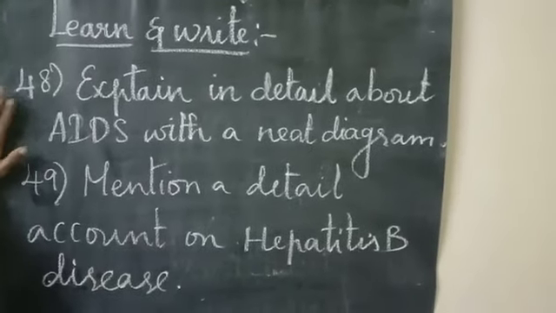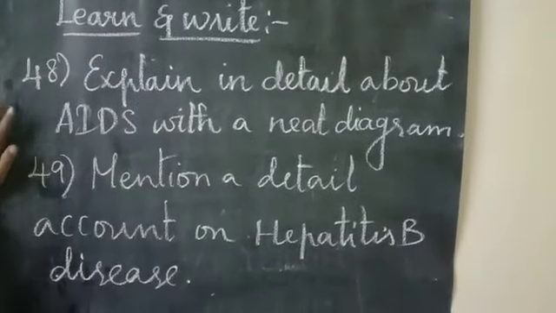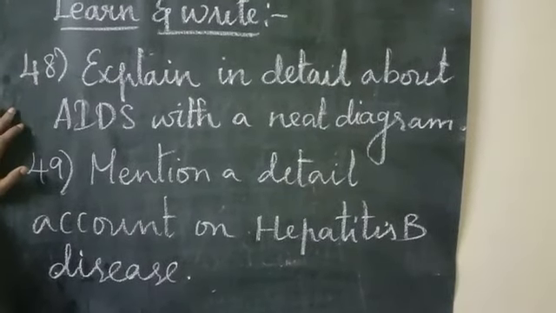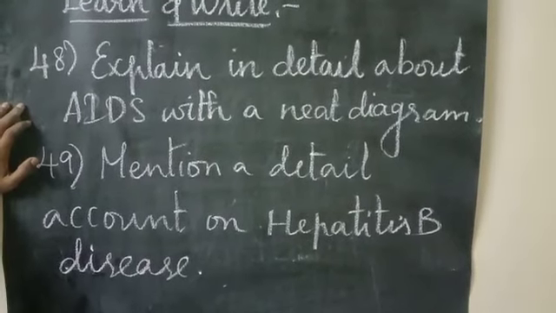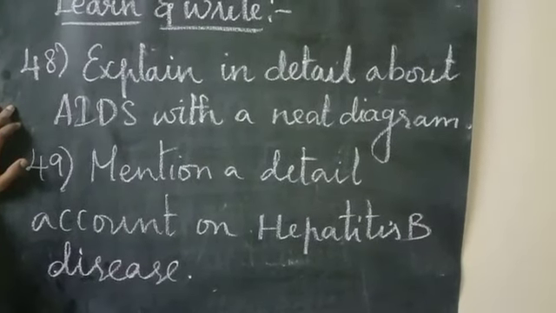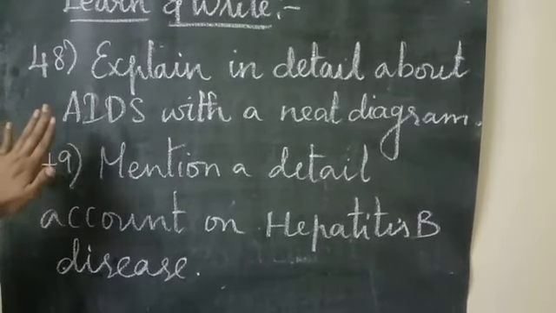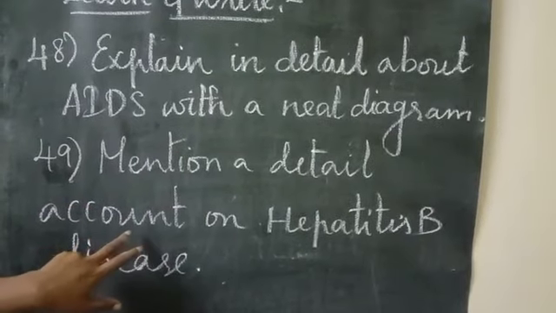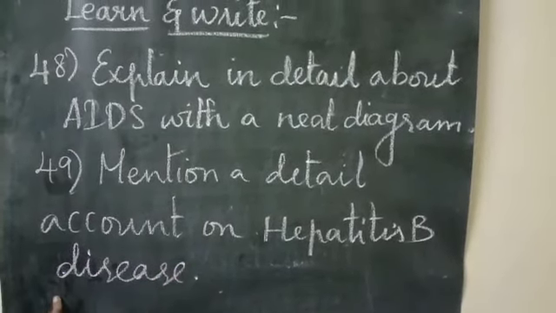Your question is: explain in detail about AIDS. With a neat diagram, you are going to write the virus name, the causative agent, the symptoms, preventive measures, how it spreads, everything you have to write, with a neat diagram, and label the parts. Mention in detail about hepatitis B disease. Clear, children? Thank you.